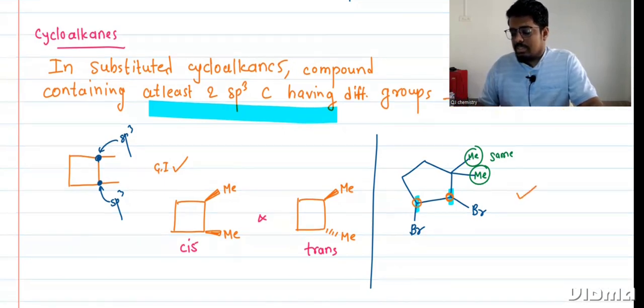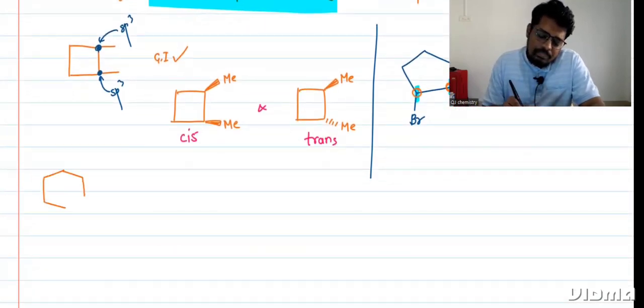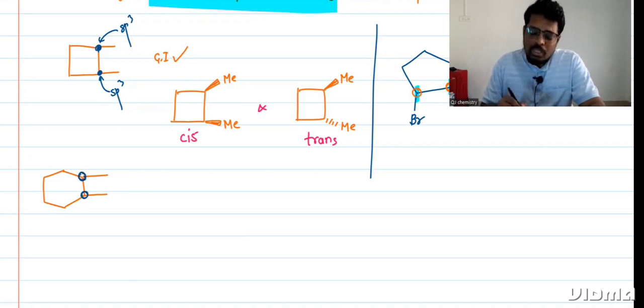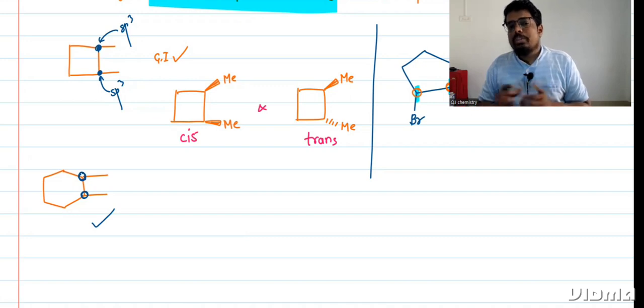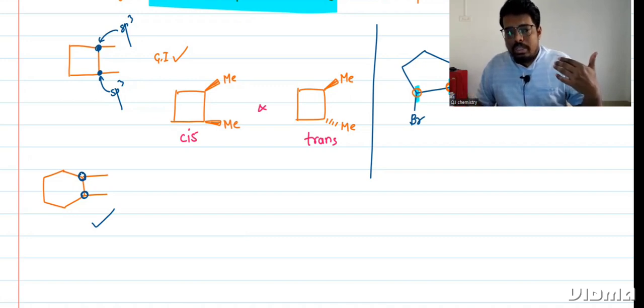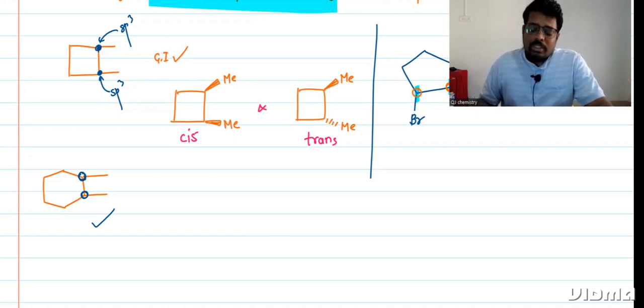Yes. Next example: in this system also, 1,2-dimethyl cyclohexane, around these sp3 hybridized carbon atoms, two groups are different, so geometrical isomerism is possible, correct? So if any two sp3 carbons in the cycloalkane have different groups, then geometrical isomerism takes place, right? Yes.